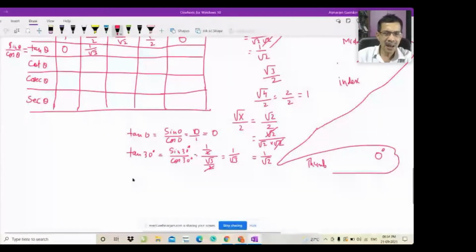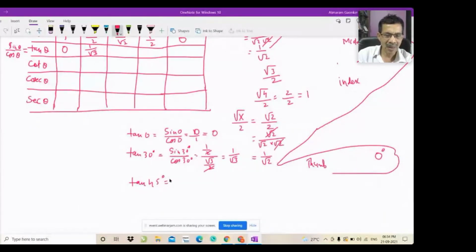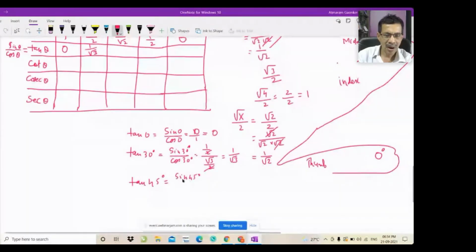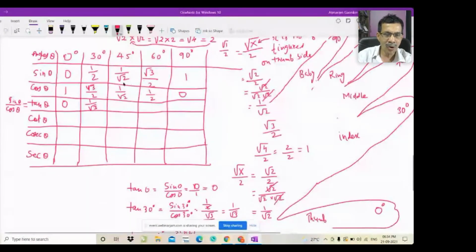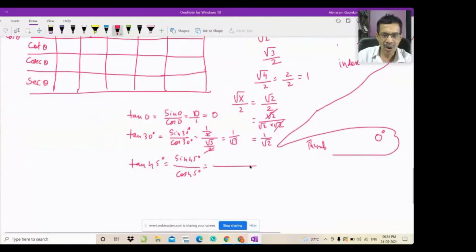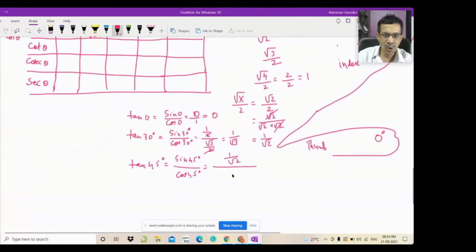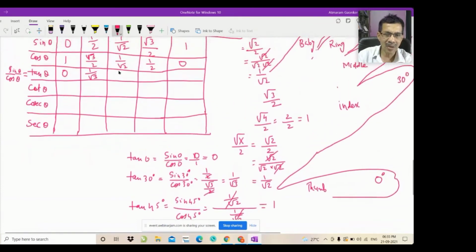Then let us see tan of 45 degrees, and it is equal to sine of 45 degrees divided by cos of 45 degrees. And we see sine 45 is 1 upon root 2 and cos 45 is also 1 upon root 2. So here this is 1 upon root 2 and the denominator is also 1 upon root 2. These two things get cancelled and tan of 45 degrees works out to be 1.